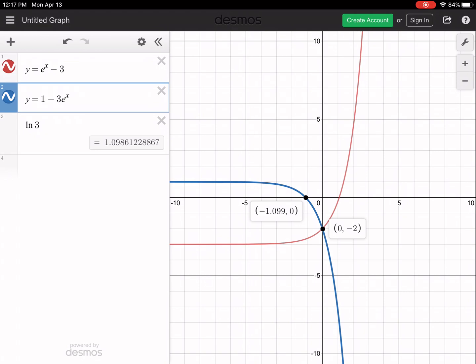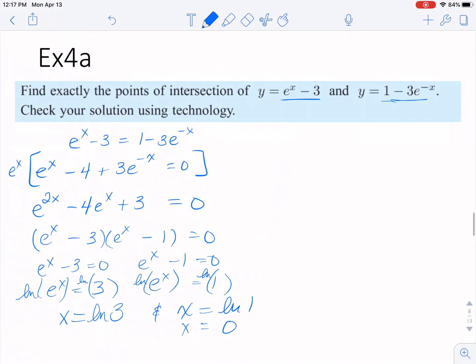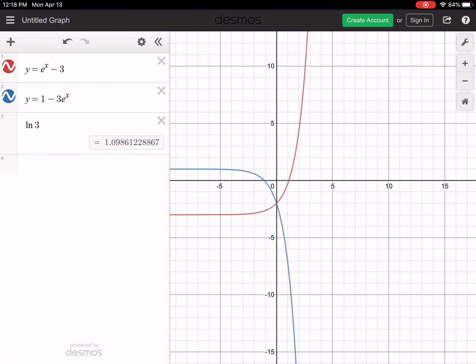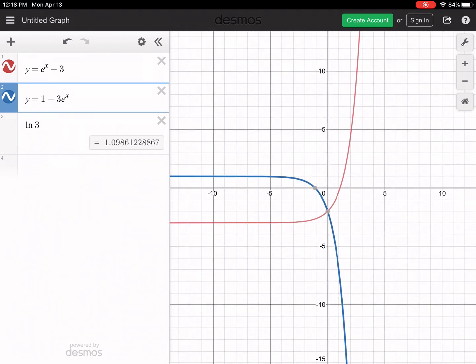Interesting. Oh, no. What's wrong? Did I type something wrong? Those are our two values. What the heck? Okay. All right.